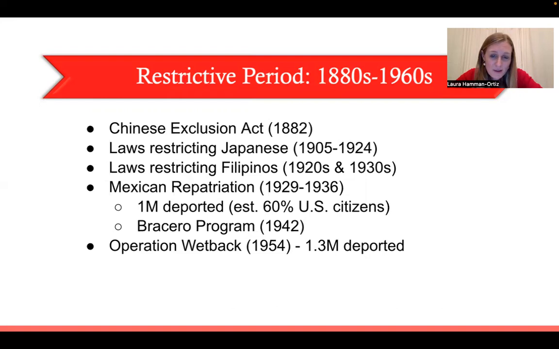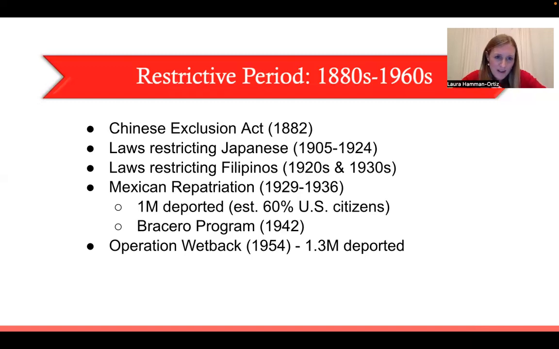Some of the policies and laws that were enacted as a result, one was the Chinese Exclusion Act, which made it very difficult for Chinese people to come as immigrants to the United States, beginning in 1882, and which wasn't repealed until the 1940s. So a very significant amount of time when it was difficult for Chinese immigrants to come to the US at all. There were then laws put in place restricting Japanese immigrants and Filipinos, all through the early 1900s and into the 1930s.